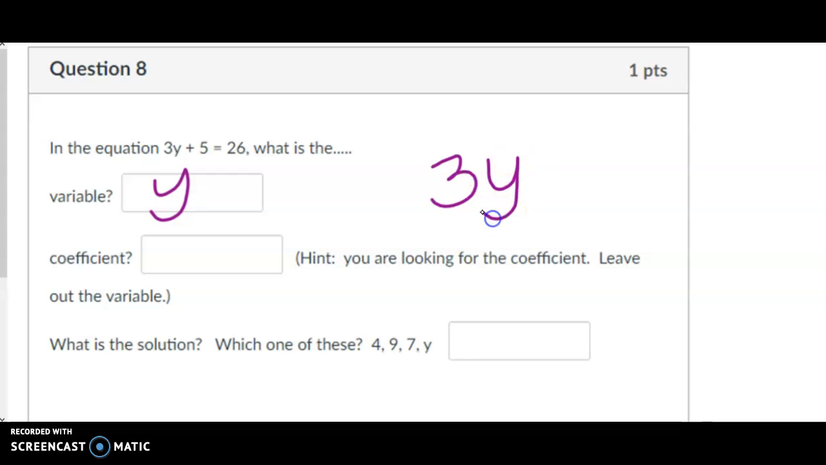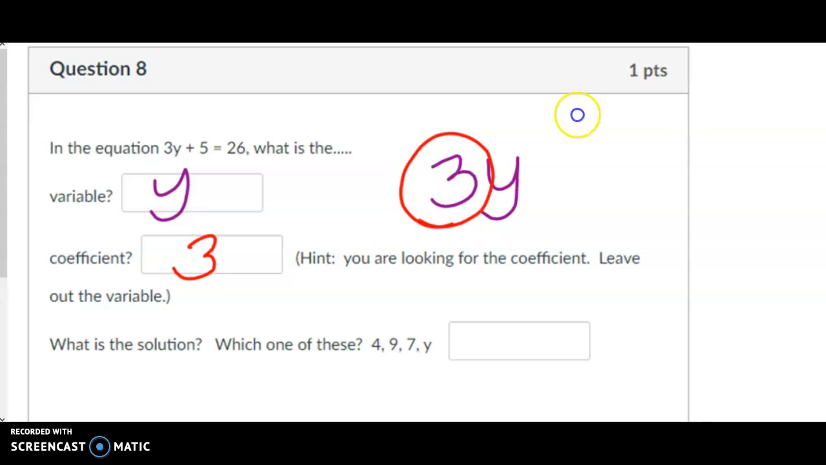So notice that 3y is the two things we're multiplying together, but we want the coefficient, and that is only the 3 in front of the variable, not 3y, just 3 is a coefficient. And so what is the solution? Which one of these will work? Well, let's figure it out.